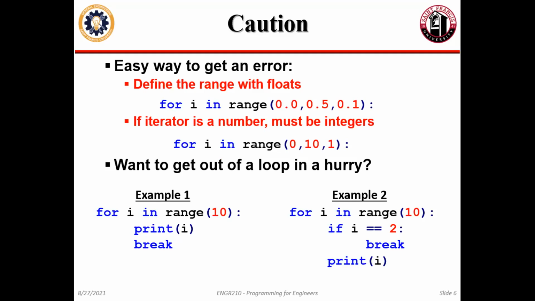So, ways to get errors in for loops. Defining the range with floats. Floats are what again? Yeah. Right. If you put anything with a decimal into the range function, Python will slap you in the face. And if it won't, I will. So only use integers. If you don't, you'll be sorry. So that's probably the easiest way to shoot yourself in the foot.